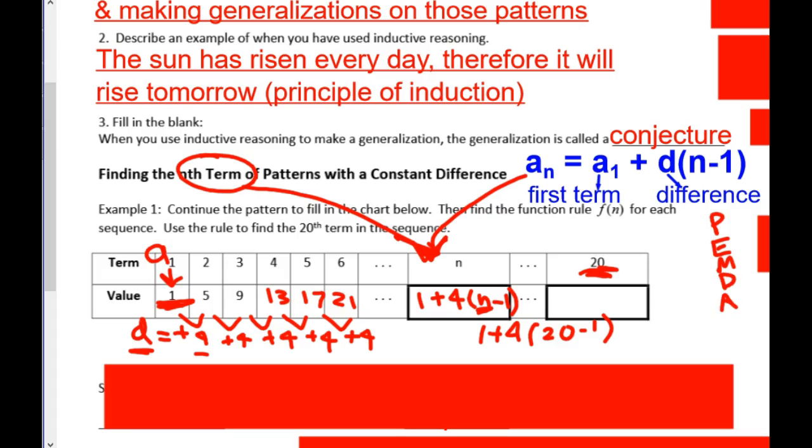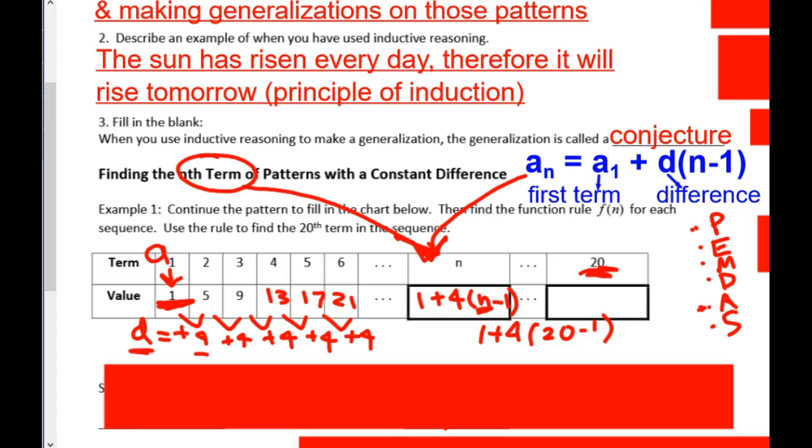PEMDAS is called the order of operations. First thing you do is parentheses, then you do the exponents, then you multiply and divide together, then you add and subtract together. Here's what people do. They say 1 plus 4 is 5. Wrong. Already wrong. You don't add first. That's way down here. You do parentheses first.